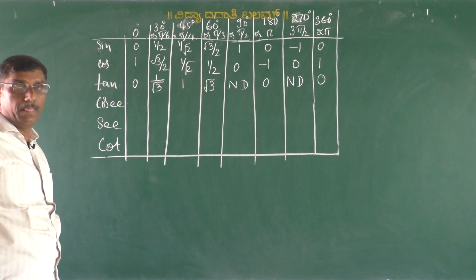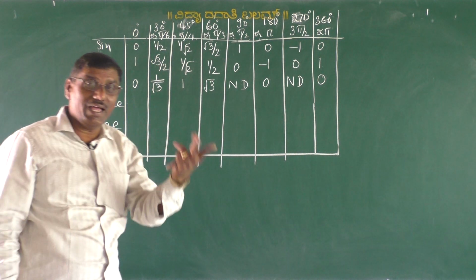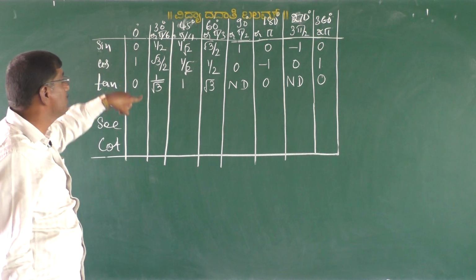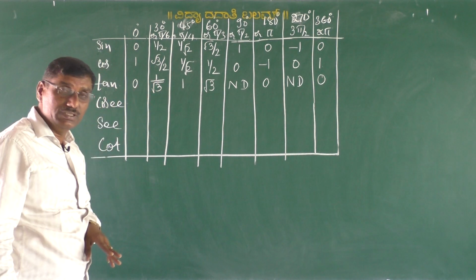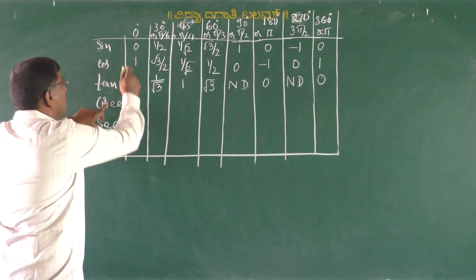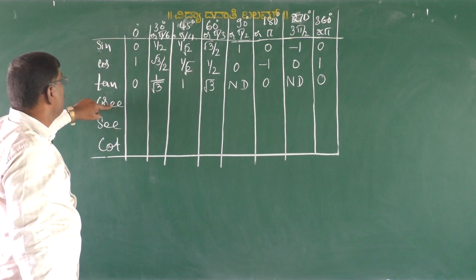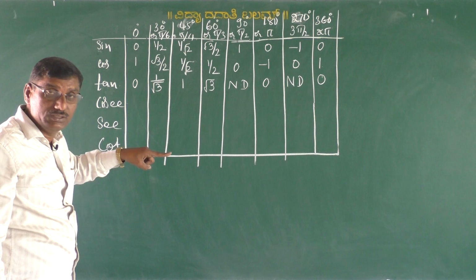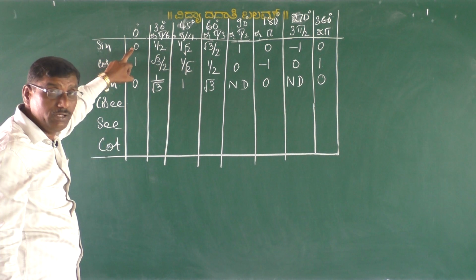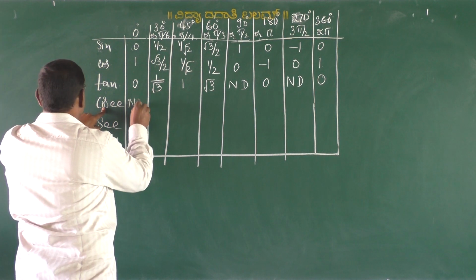Next, cosecant, the reciprocal of sine. We can write the values of the reciprocal of sine. Since cosecant is the reciprocal of the sine function, cosecant x is equal to 1 by sin x, isn't it? From that we can write 1 by 0, and 1 by 0 is not defined.